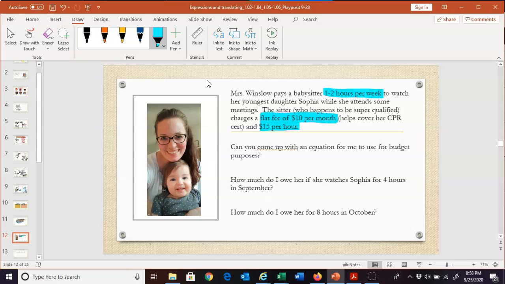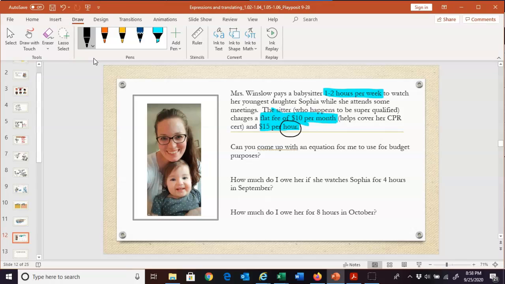This might even come in handy, I'm not sure. Let's see. The first question says, can you come up with an equation for me to use for budget purposes? So you want to think about what is changing. What value is going to have the variable with it? And the thing that's changing is the hours.